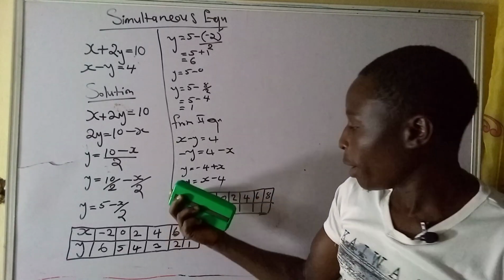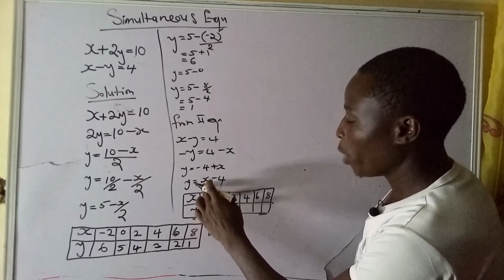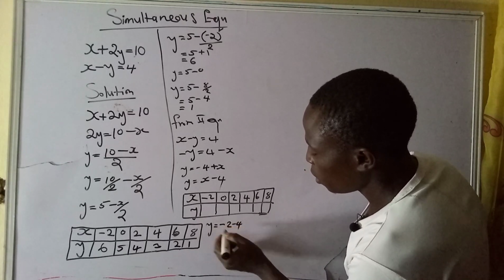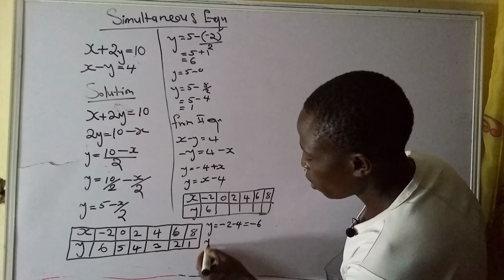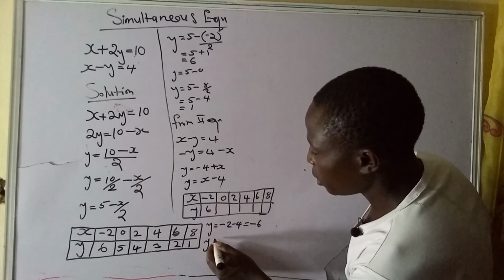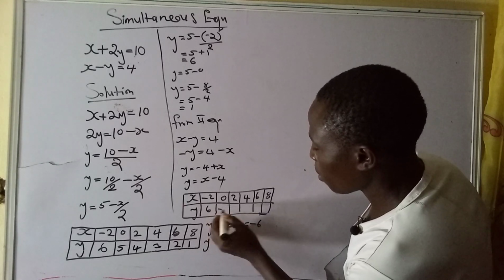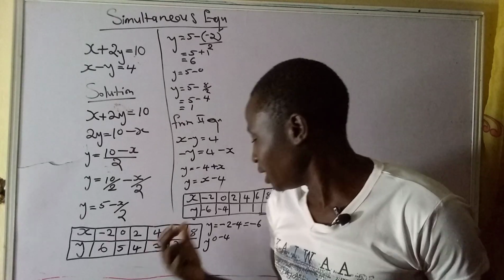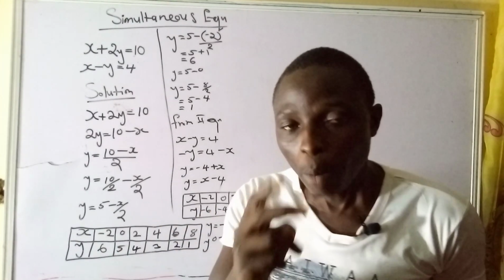So now, going by this equation, y is equals to, when x is equals to minus 2, y is equals to minus 2 minus 4. This is equals to minus 6. We put minus 6. When x is equals to 0, this is 0 minus 4. This is minus 4. So we can see that the common difference between them is increasing by 2.